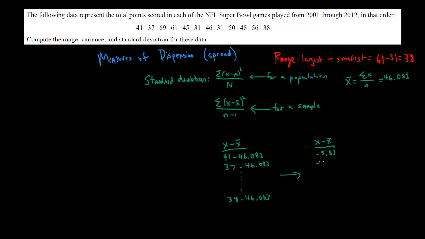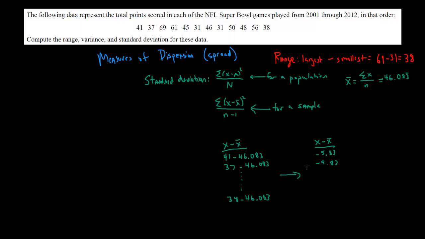That is 9.83 below the mean. Okay? Now let's do that for each of those values. This takes a little bit of time. I'll be the first to admit, but it's not impossible. Okay, so we have 41, we have 37. Now let's do 69 minus 46.